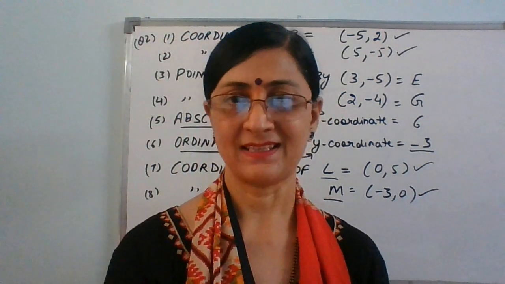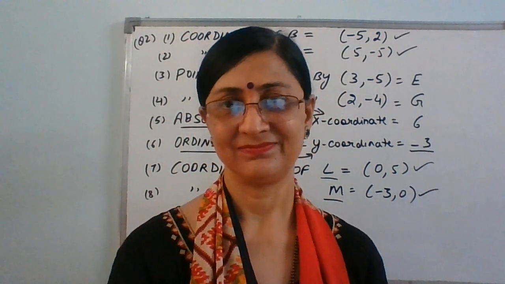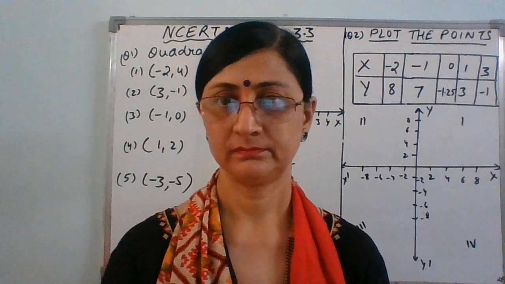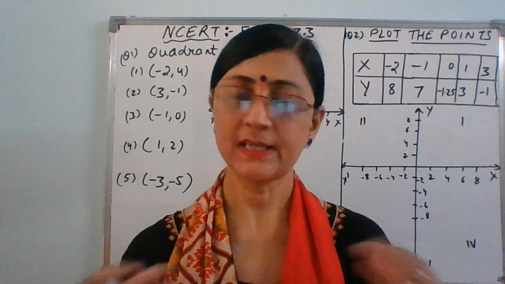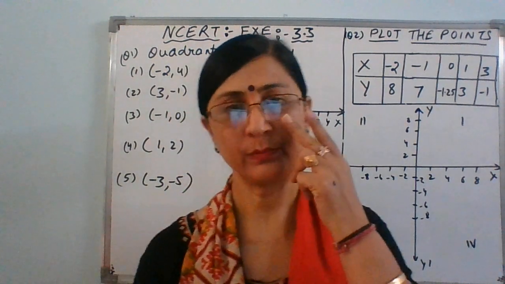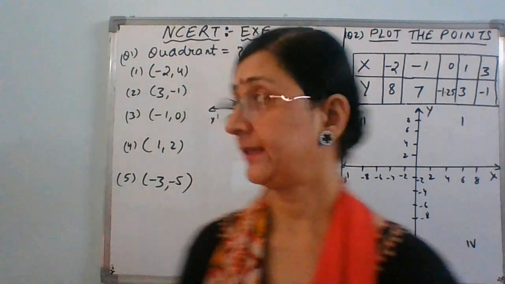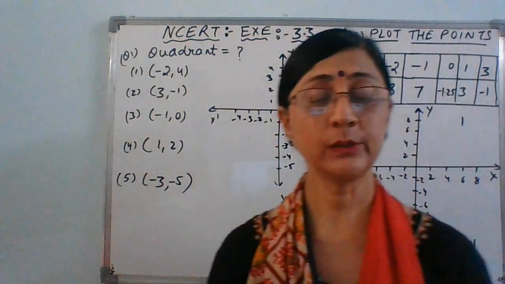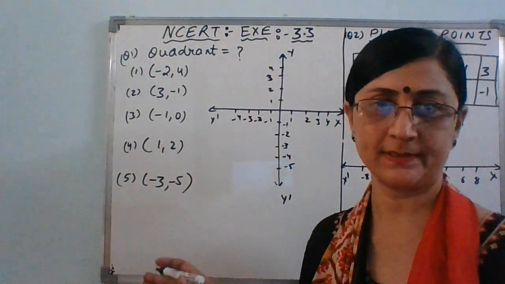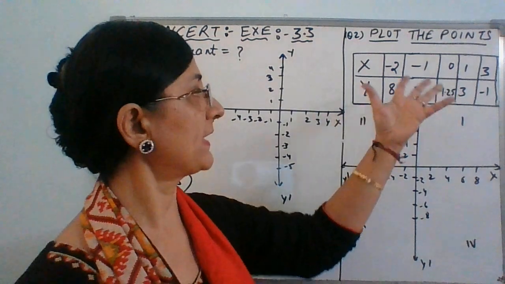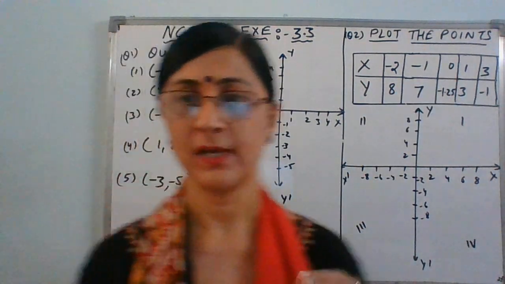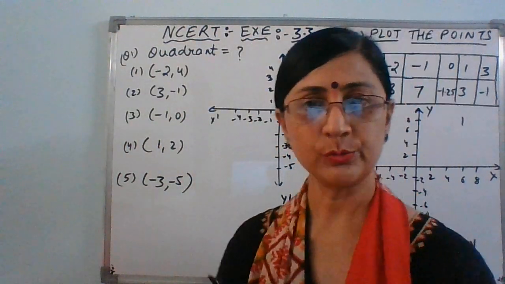Now next exercise, exercise 3.3. Okay, last two questions of exercise 3.3. There are only two questions. In the first question, you have to tell in which quadrant these points lie. For that, first we'll plot the points. In this question, points have been given and we have to plot the points. Right? Now here, (-2, 4).